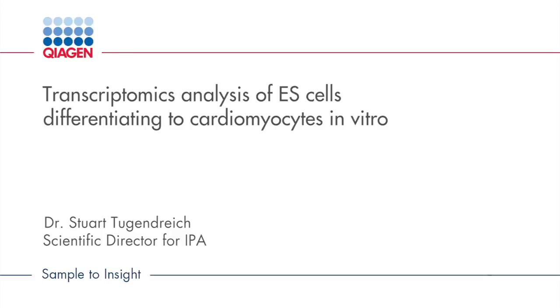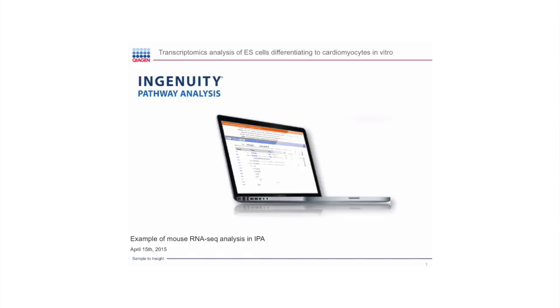Today I'm going to talk about the latest release of IPA, which came out at the end of March 2015. In this release, we enhanced our support for mouse RNA Seq data, and in this webinar I'll demonstrate how we used IPA to analyze an RNA Seq dataset deriving from differentiating mouse embryonic stem cells.